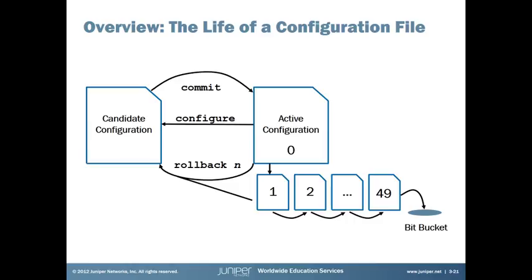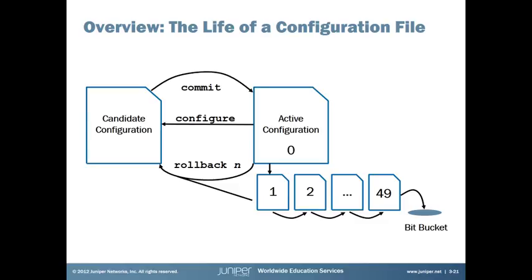So let's take a look at the life cycle of the configuration file. It starts off as the active configuration. You go into configuration mode, it becomes the candidate configuration. Here we are making changes, we decide, right, I'm ready to commit. I type in commit, and that candidate configuration becomes the active configuration. But here's the thing: the configuration that was active before you type commit doesn't get blown away.